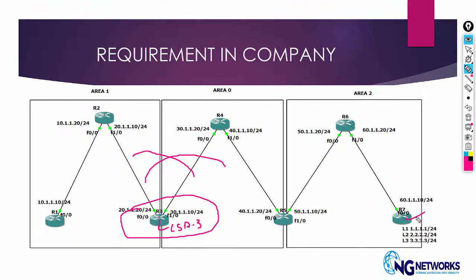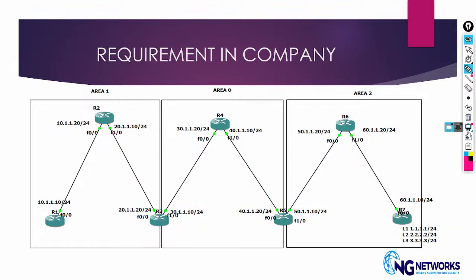Now this ASBR router will generate an LSA5. It is an external LSA which carries the information of external routes, which are coming from outside the OSPF domain. It will generate this information with the help of LSA5, take the form of a default route and spread it across all the routers in the OSPF domain. All the routers will know about this particular route that is advertised from a different routing protocol into OSPF.